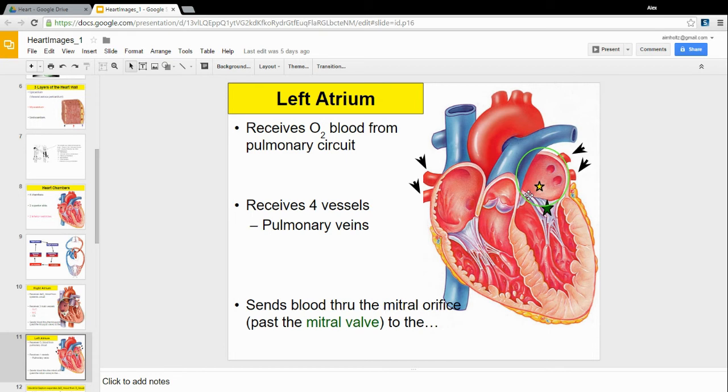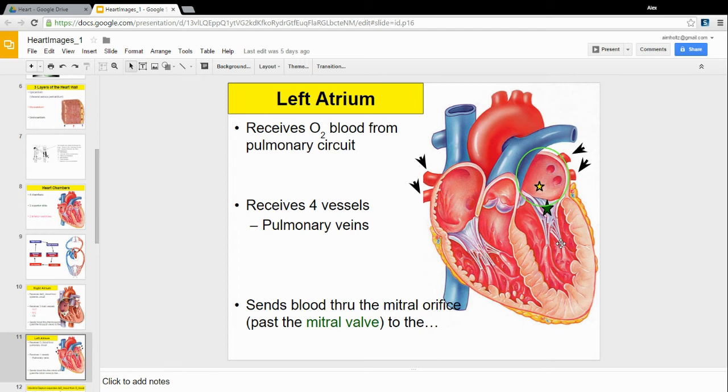In other words, 4 vessels. We see 4 black arrows, boom, boom, boom, boom. Those are the pulmonary veins, 2 from the left, 2 from the right. That blood hits the left atrium, passes downward through the mitral orifice. The word mitral refers to a mitre, which is a kind of hat that a bishop would wear. Google bishop hat and you'll see a mitre.